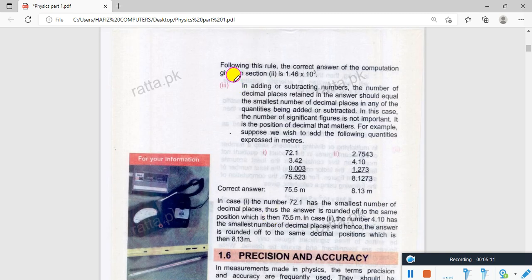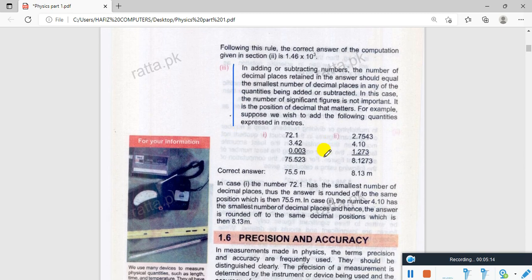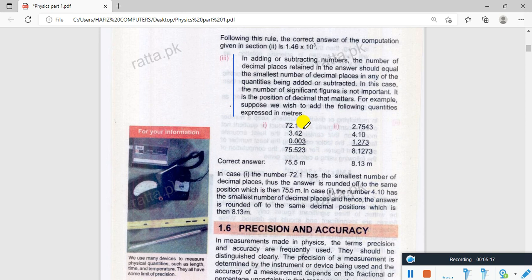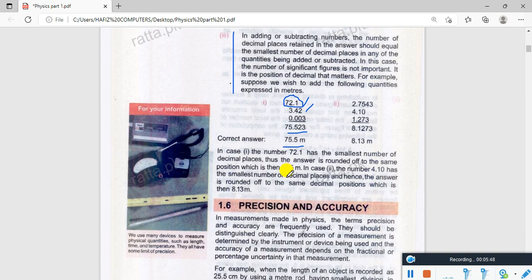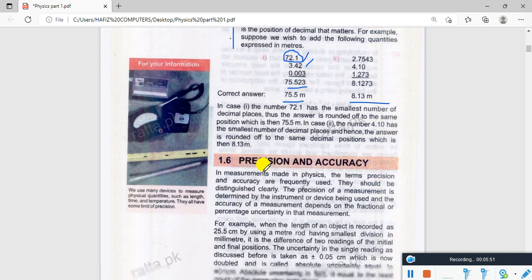So this is another rule, which we will see when numbers are being divided or subtracted. For example, when we add these values, the answer is 75.523, but we will report it up to one decimal. In this case, the number 72.1 has the smallest number of decimal places. We will go with this smallest number of decimal places and report our answer up to it. For example, this number has only one decimal place, so we will report our answer as 72.1. Similarly, this one we will do here.